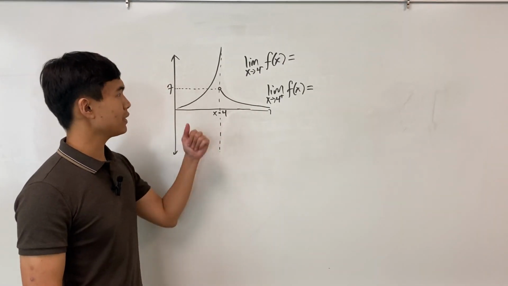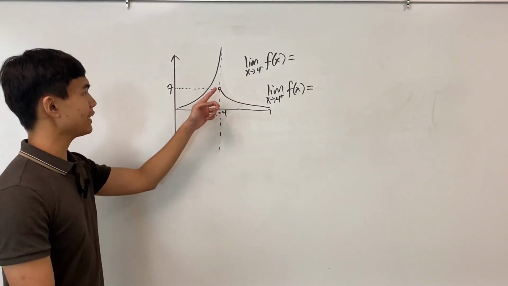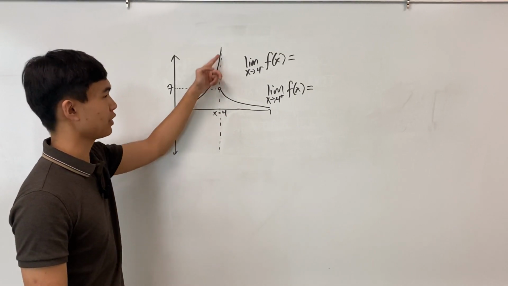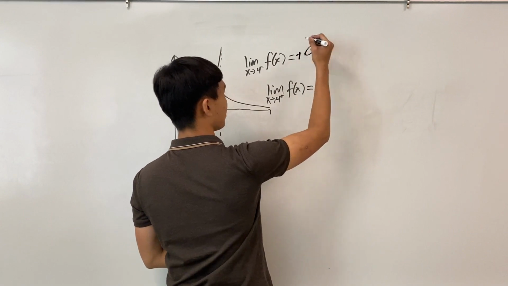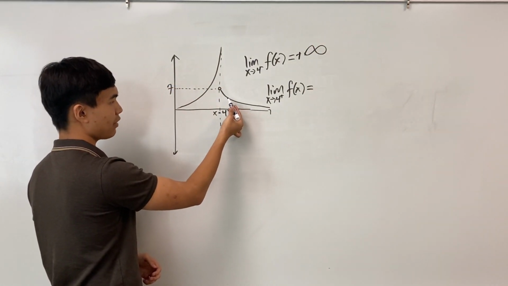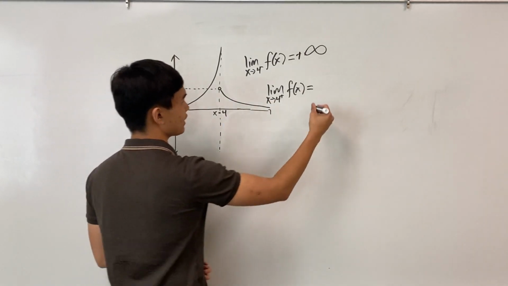And for probably the simplest example on this channel, we're going to go ahead and find these two limits. So we can see that as we approach x equals 4 from the left, f of x grows without bound to infinity. So we say the limit here is positive infinity. And as we approach x equals 4 from the right, we see that f of x approaches y equals 7. So the limit from the right is 7.